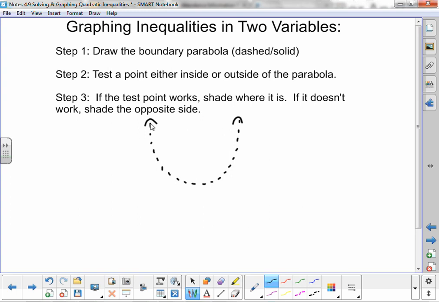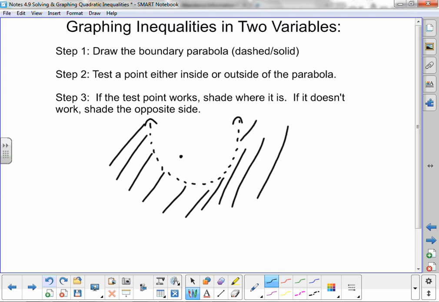All right, next thing you would do is test a point either inside or outside. If you think of this kind of like a cup, this part is the inside of it, and this part is the outside. So if you test a point, let's say you pick a point right here, you plug that into your equation, and it works. If it works, you're supposed to shade the side that it's on. So this is on the inside, so you're going to shade inside of that parabola. Now, let's say that it didn't work. So you plugged it into the inequality and it did not work out. That means you're going to shade the outside part of this parabola. Okay, so that's basically what we're doing.